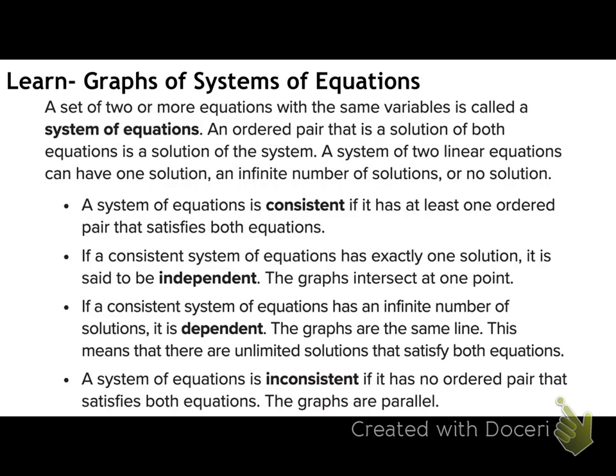A system of equations is consistent if it has at least one ordered pair that satisfies both equations. If it has at least one ordered pair that satisfies both equations, it's considered consistent. If a consistent system of equations has exactly one solution, it is said to be independent. The graphs intersect at just one point, one ordered pair.